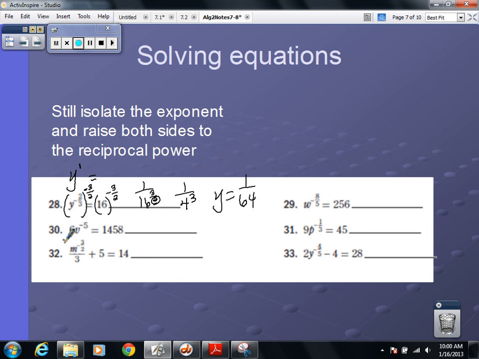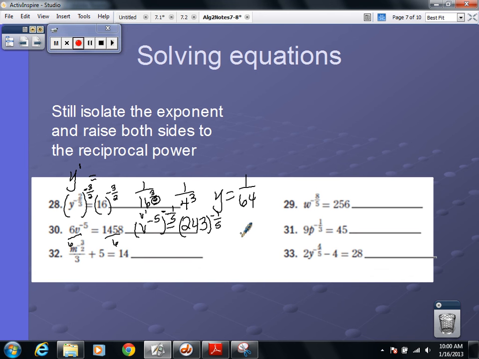Okay, 30, I'm going to divide both sides by 6 first. 1458 divided by 6 gives me 243. v to the negative 5th equals 243. I'm looking for v to the first power. To get v to the first power, I need to multiply both sides by negative 1 over 5. Not multiply both sides, I'm sorry. Raise both sides to that power. It does look like I'm multiplying because it's so big.